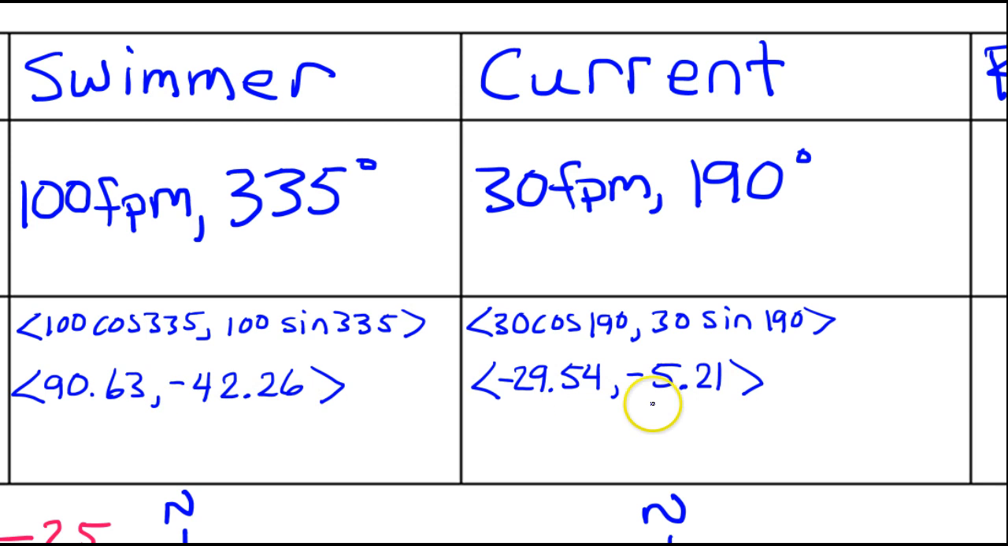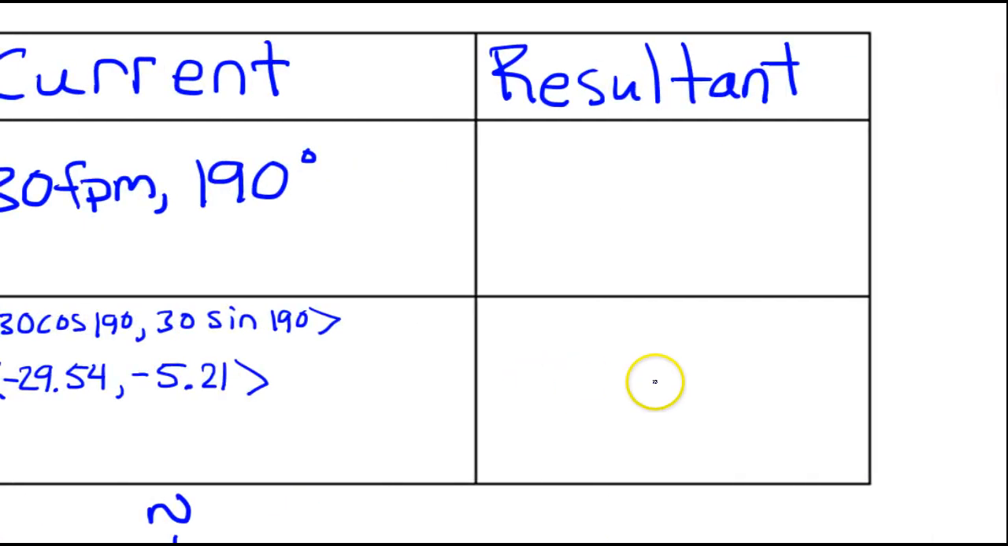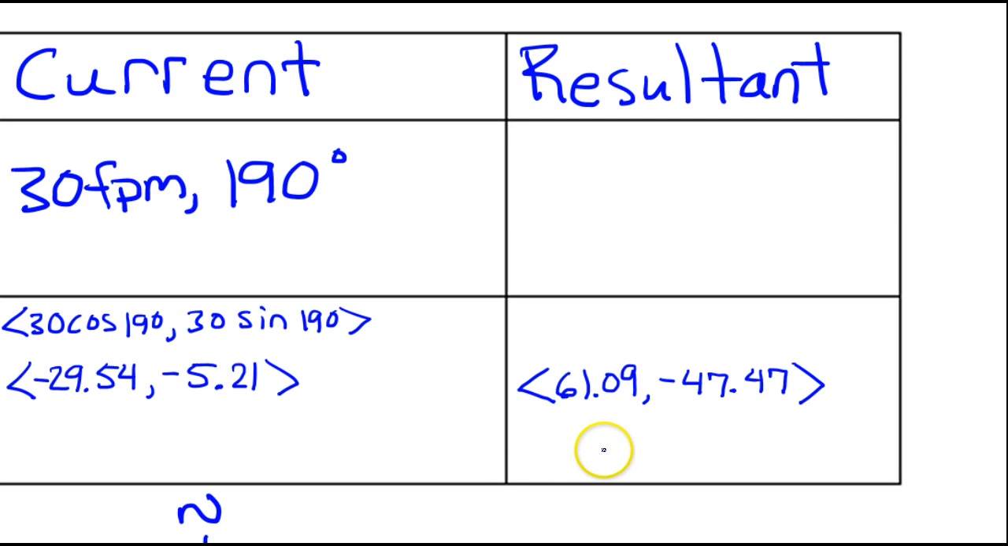Now that we have component form, we can find the resultant vector by simply adding these two vectors together. Add corresponding components, horizontal plus horizontal, and vertical plus vertical, and then just record that here for the resultant vector. So the resultant vector in component form is 61.09 and negative 47.47. So now we need to find the magnitude and direction of the resultant, which we will put right here.